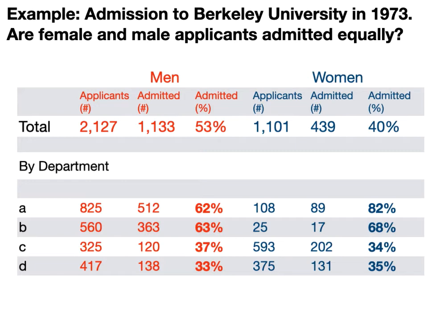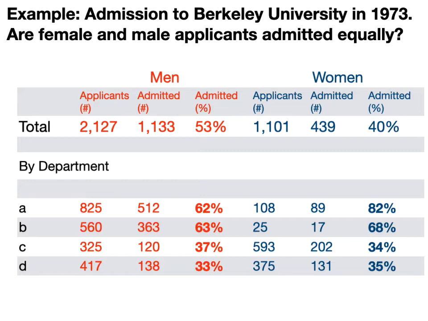How is this possible? Well, as a hint, there's ways that these departments differ, right? So what do you notice about differences between these departments in terms of the data that's presented here? Pause the video and think about that for a moment. What we have going on is confounding.